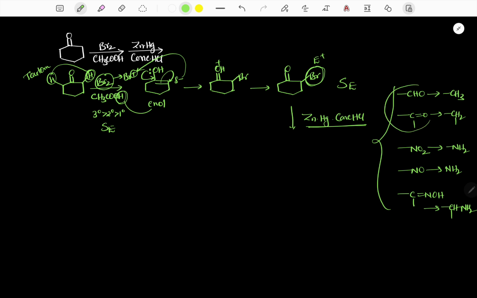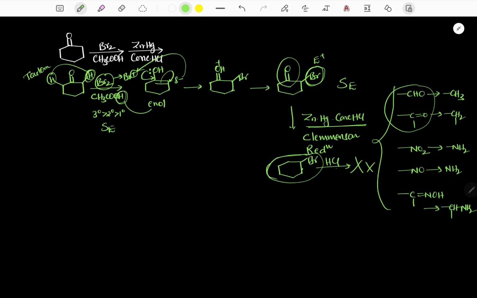So whenever aldehyde or ketone is present, here ketone is present, therefore this reaction is known as Clemmensen reduction. Therefore the CO group will be reduced to CH2. Now the final product won't react further. For example, HCl. So alkyl bromide plus HCl, this reaction is not possible. That's why it is our final compound.